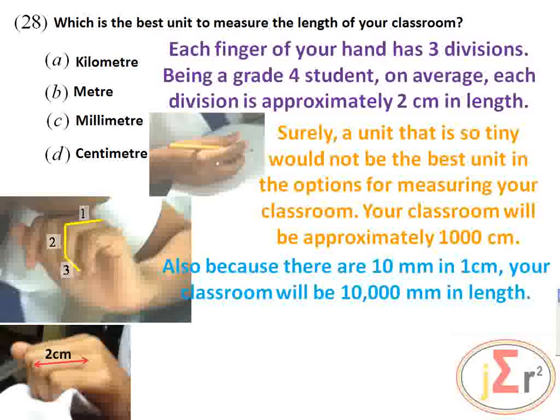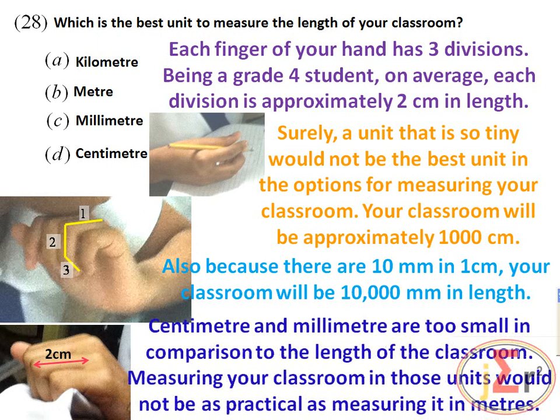Furthermore, if the centimeter is too tiny to be practical, the millimeter has to be 10 times less practical, because 10 millimeters make 1 centimeter. So your classroom will be 10,000 millimeters in length. Centimeter and millimeter are too small in comparison to the length of the classroom. Measuring your classroom in those units would not be as practical as measuring it in meters.